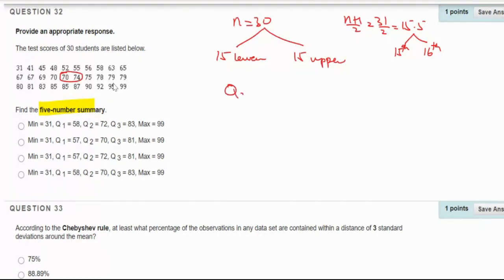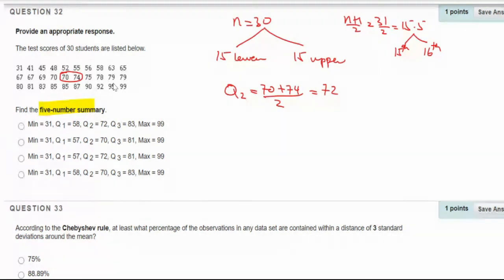Okay, so Q2 is going to be 70 plus 74 over 2. 70 plus 74 over 2. Is it 72?